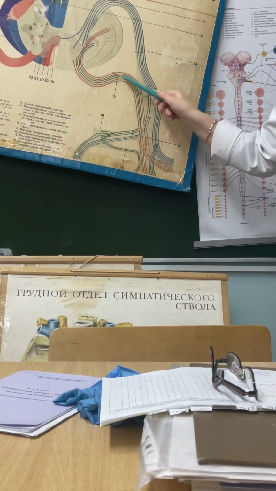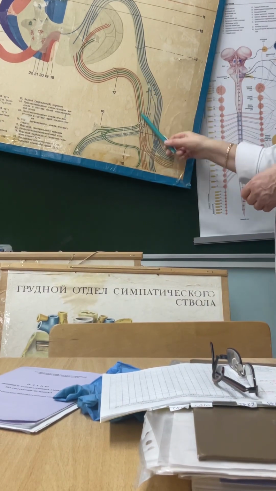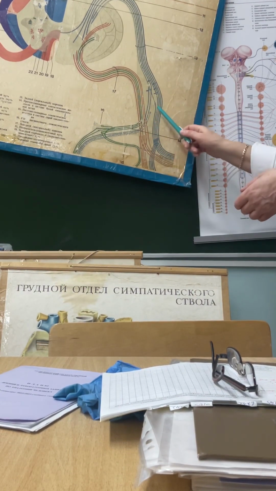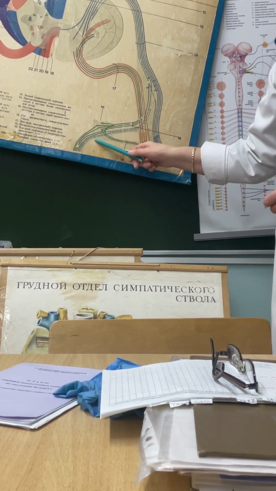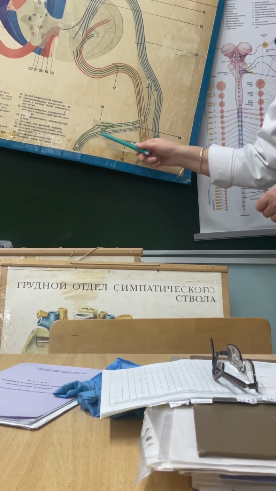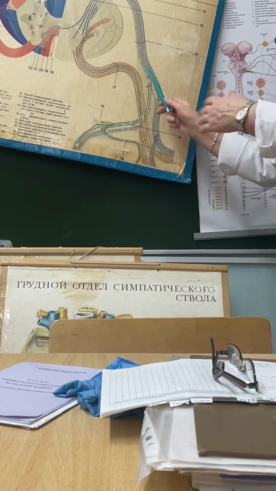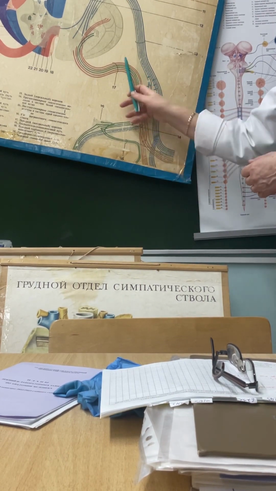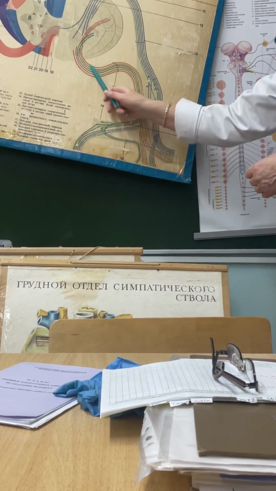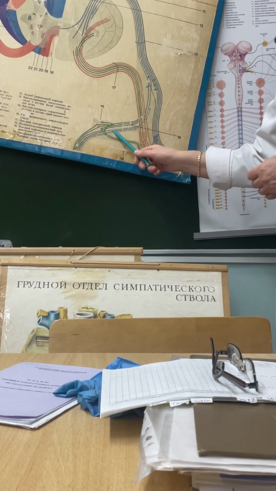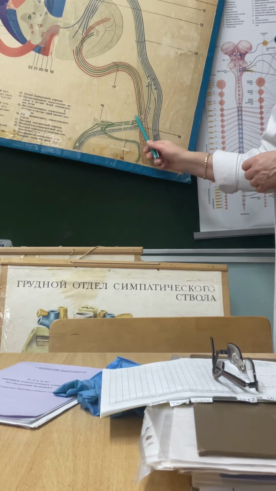First they run in the anterior root of the spinal nerve. Then in the spinal nerve. Then they come from the spinal nerve to the sympathetic trunk. How do we call this branch which connects the sympathetic trunk and spinal nerve and contains preganglionic fibers? Communicating branches. White. Why white?